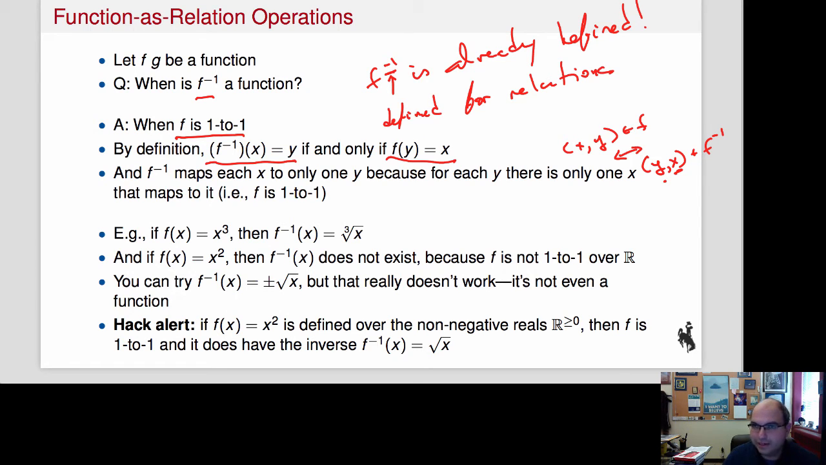Another way of saying that is that for each y that is non-negative, I can only find one non-negative x such that x squared is equal to y. Okay, so yes, f is 1 to 1, and that means that it has an inverse, and that's what we call the square root. So we take the inverse of functions that are not 1 to 1 by restricting the domain.